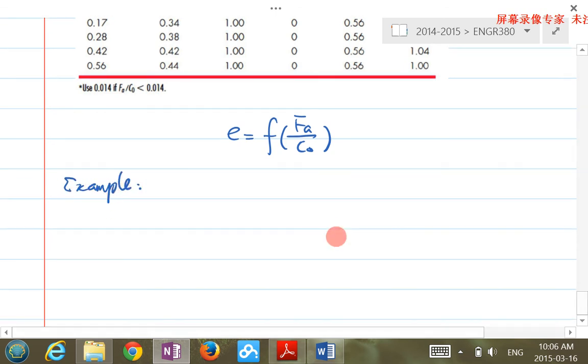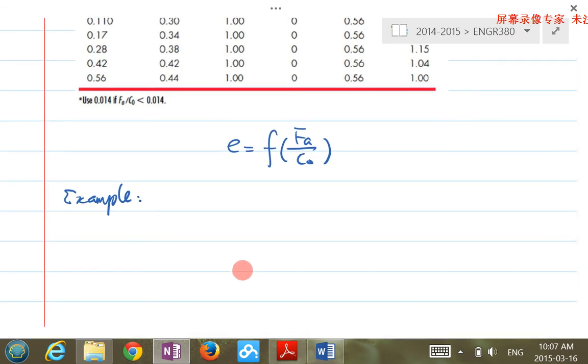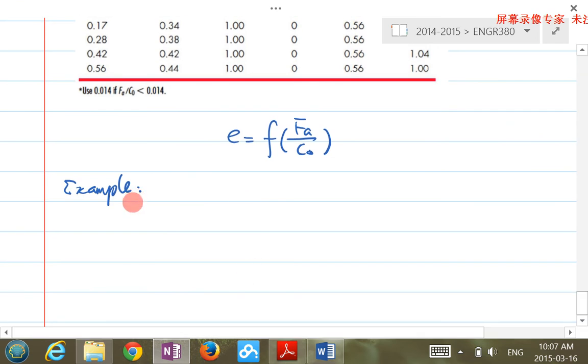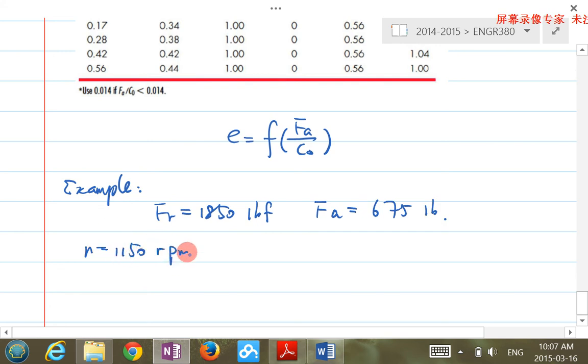Okay, so let's say in this example, I'm going to select a single row deep groove ball bearing. We're going to pick the bearing based on the loading condition. The radial load Fr is 1850 pound-force, and Fa is 675. The shaft is rotating at this much RPM.